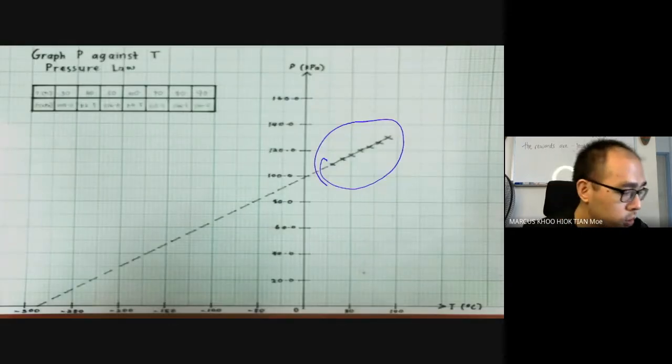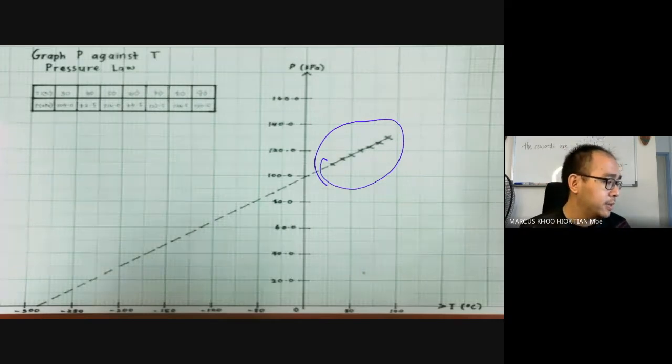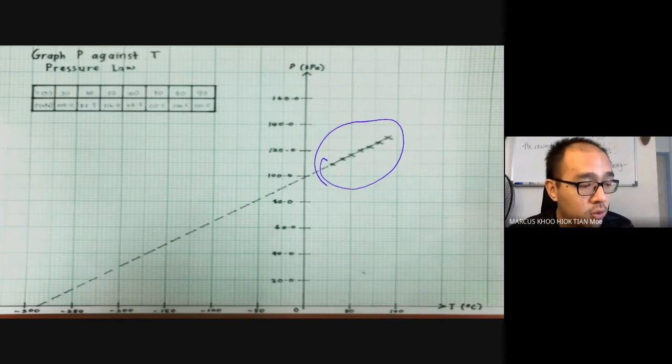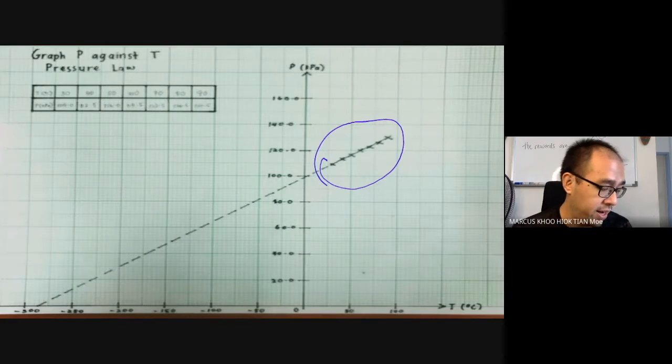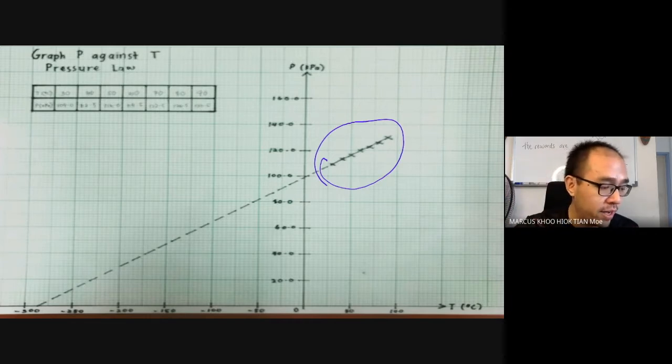Okay, since we are doing this pressure law, what I would like you to do is answer the next 4 questions. The next 4 questions in page 115.